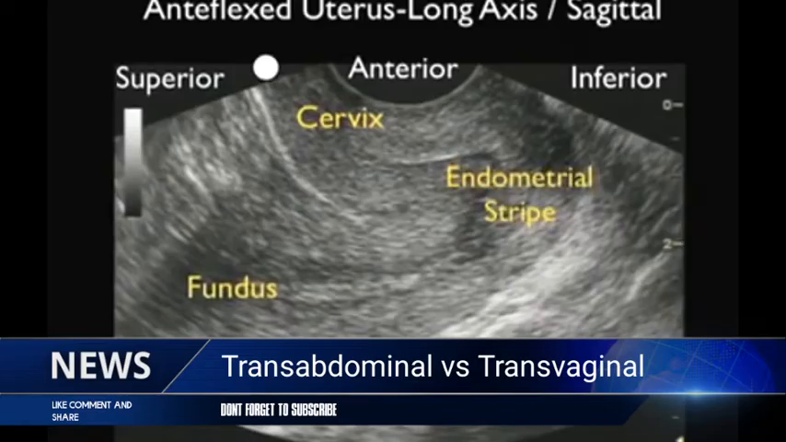The first structure that we identify is the cervix, located to the top of the screen anteriorly. We see the fundus all the way down to the bottom there. Notice that the endometrial stripe takes a zigzag appearance to connect the cervix to the fundus, as the fundus flops anteriorly on top of the cervix in this antiflexed uterus.